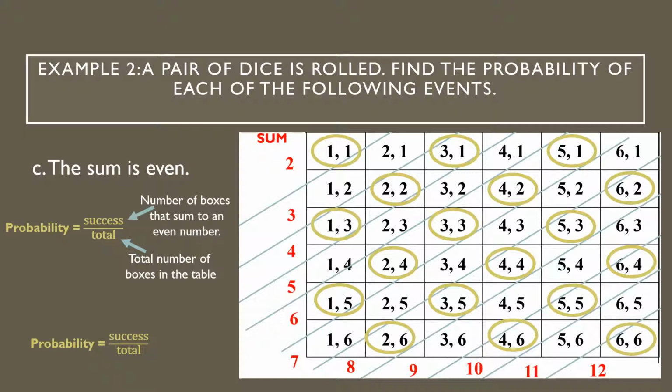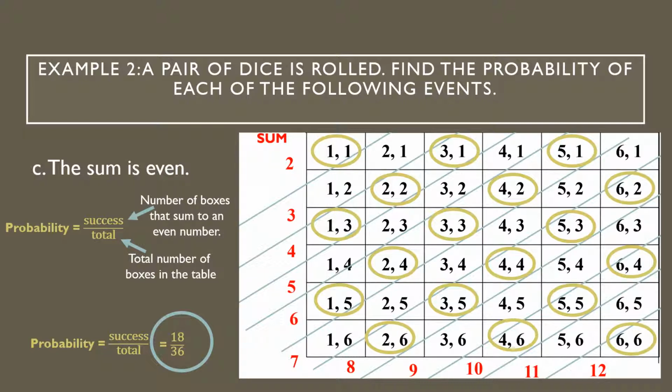All right, so probability is success over total. There were 18 boxes that summed to an even number, and there were 36 boxes in total. So our probability is 18 over 36, which reduces to 1/2 if you want to do that.